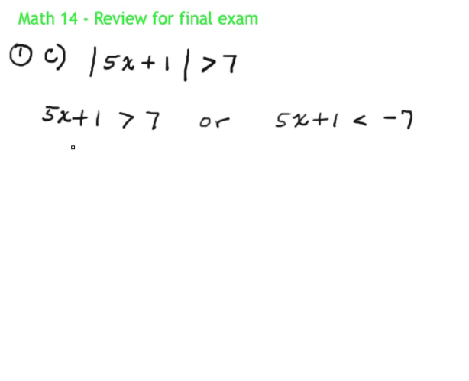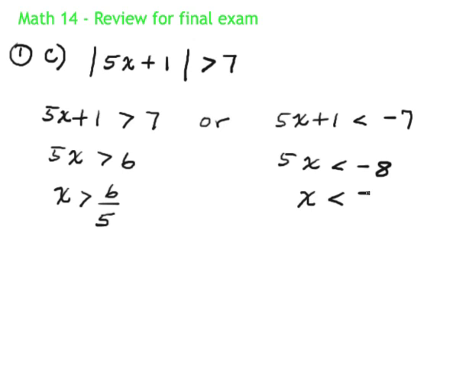And then we solve. Okay, subtracting 1 from both sides, we have 5x is greater than 6, and divide by 5, x is greater than 6 over 5. And here subtract 1 from both sides, and we have 5x is less than minus 8. And divide both sides by 5, and we have x is less than minus 8 over 5. Okay, and put an or in between.